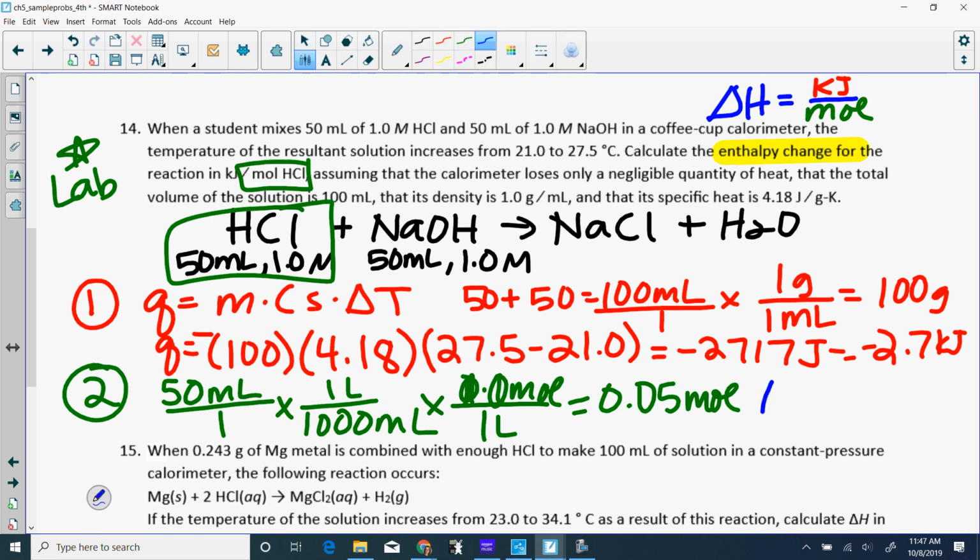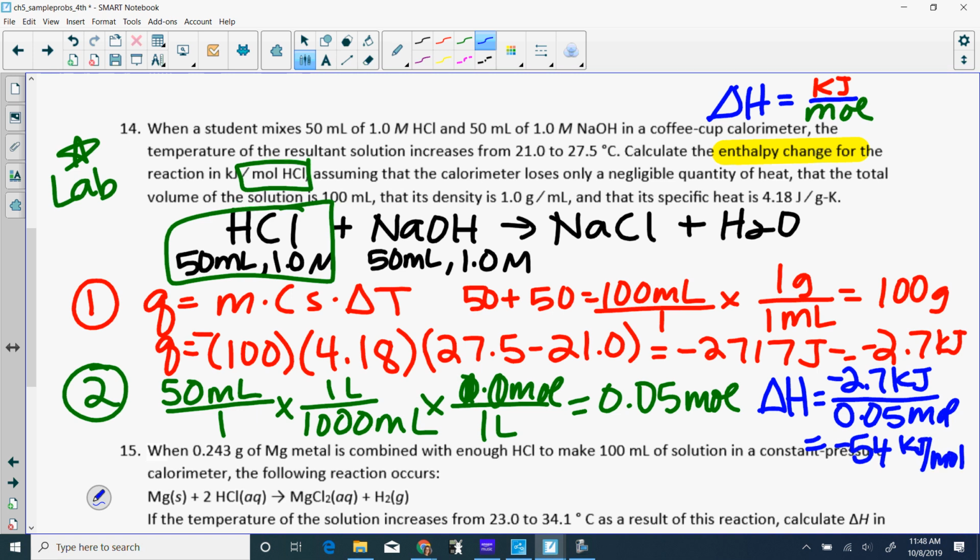That does not answer our question. Our question says, what is the enthalpy change? Enthalpy change is our kilojoules, negative 2.7, per mole, 0.05. Go ahead and push the buttons. Kilojoules per mole. That means that the system lost 54 kilojoules for every mole of HCl.